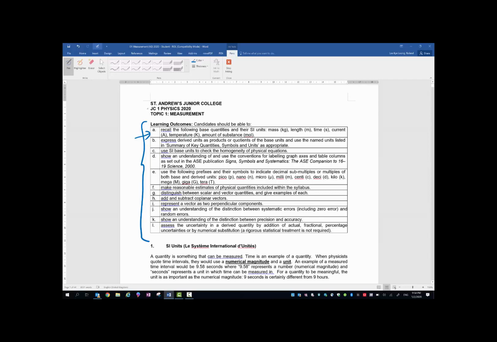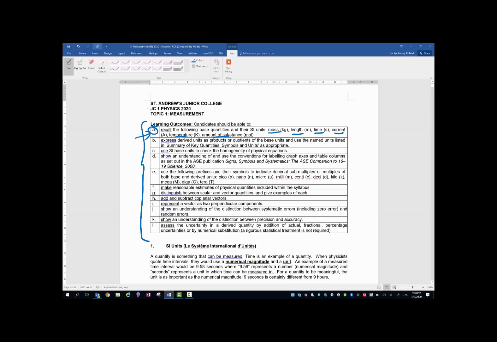Recall the following base quantities and their SI units. There are actually seven base quantities, but only six are in the syllabus: mass, length, time, current, temperature, and amount of substance. So these are the six base quantities that you need to know. If you can say it out to your friend or write it out on your own, that shows that you have demonstrated that you understand this point. So this is accomplished. This is how you should study.